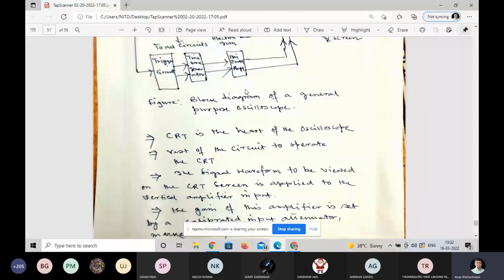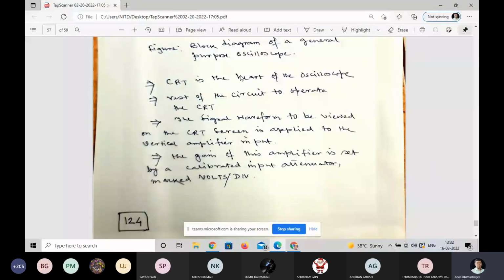The signal waveform to be viewed is applied to the vertical plates, as it is written here. The signal waveform to be viewed means the unknown signal. As I told you, in any circuit, what is the nature of the voltage, sinusoidal or non-sinusoidal? That is to be viewed, and the signal waveform to be viewed on the CRT screen is applied to the vertical amplifier input. The gain of this amplifier is set by a calibrated input attenuator, usually marked volts per division.